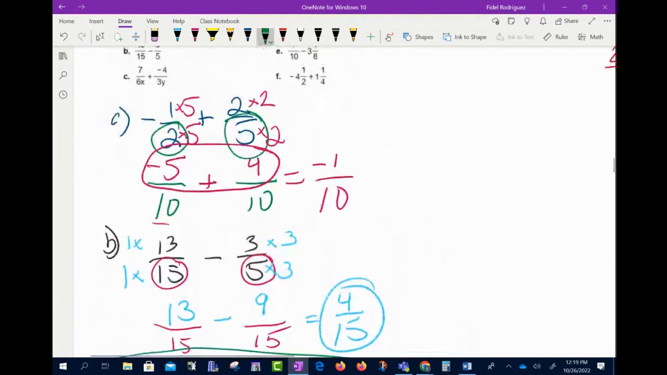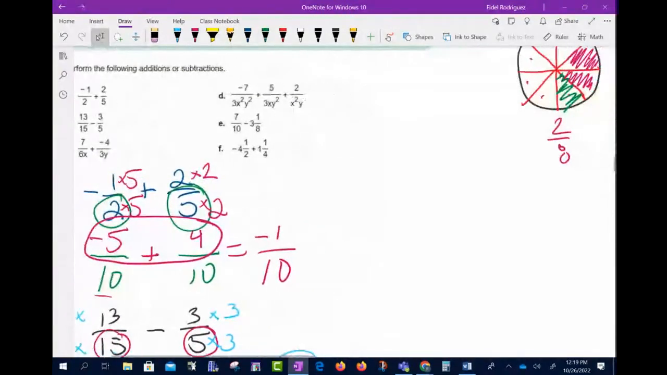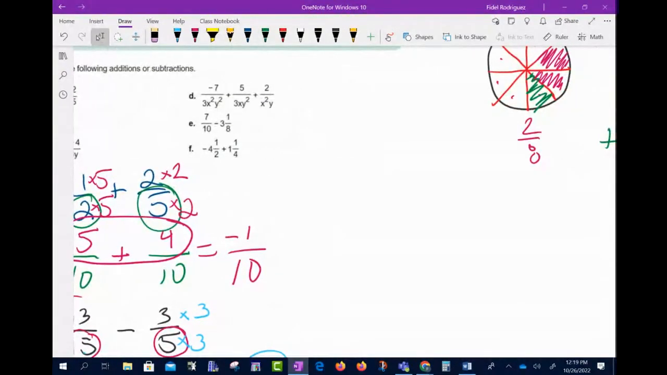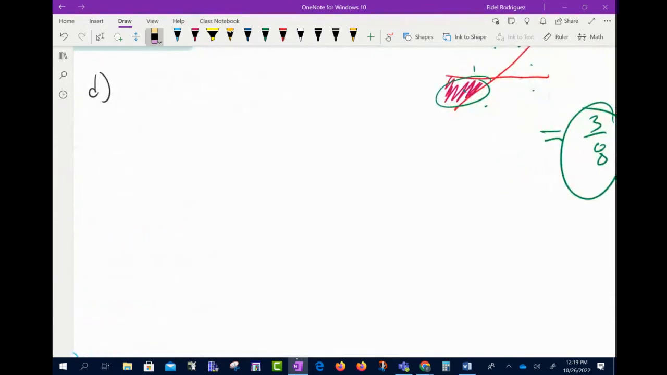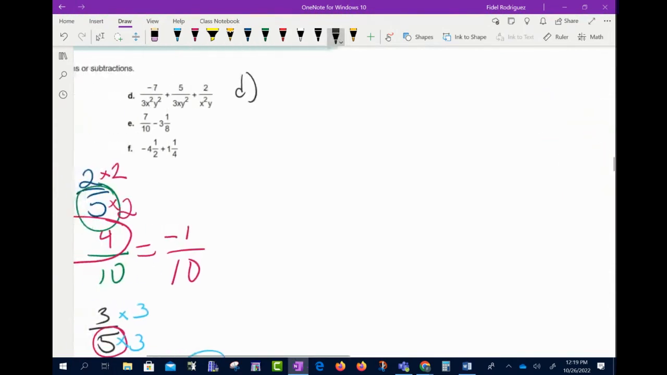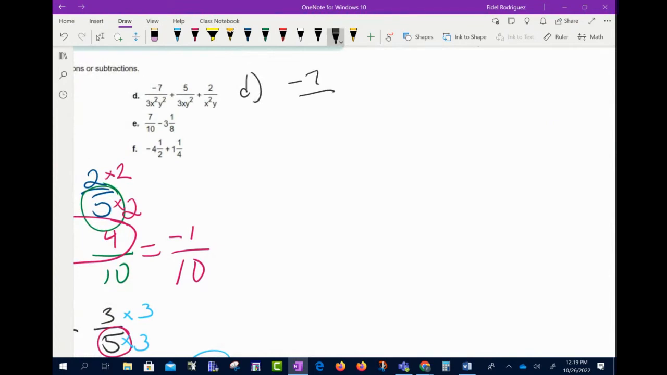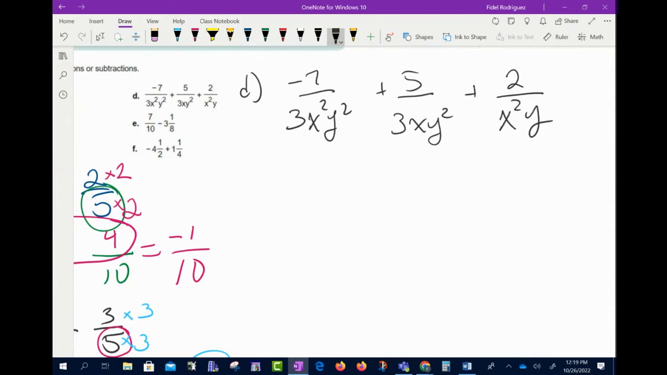All right, so look, we got another 3 parts just for the first question, okay? Again, I'm going to try to go really slow here, y'all, just to make sure that we're doing okay. So look, let's take a look at part D. I'm going to kind of clean up my pizza pies over here because I don't need them right now. So I'm just going to kind of get rid of that, but I think we all got the idea when we did it. Okay, so let's see. Part D has a -7, 3x squared y squared, plus a 5, 3x y squared, plus a 2x squared y.